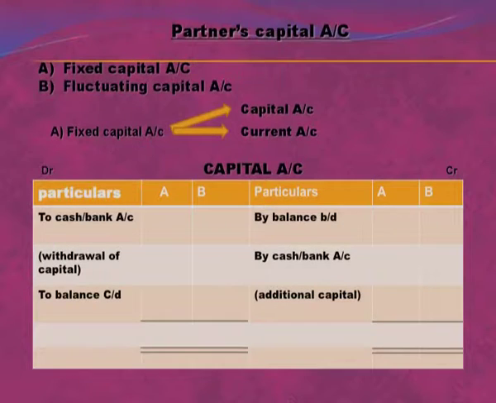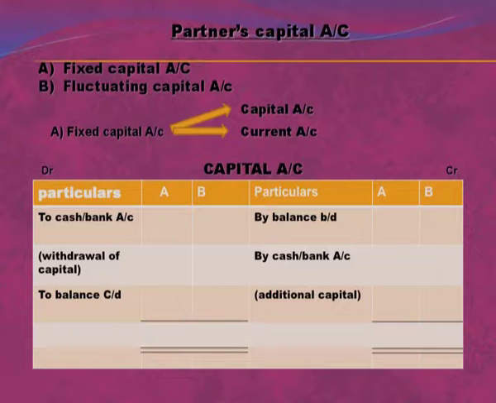Now let us come to the format of capital account. You can see under capital account there are two sides, debit and credit. On the credit side we will write by balance brought down, that is the opening capital. Secondly, by cash/bank account, that is additional capital. If some partner brings additional capital, then we can write this capital on the credit side because it will result in increase in the capital account of the partner. So we will put this entry on the credit side.